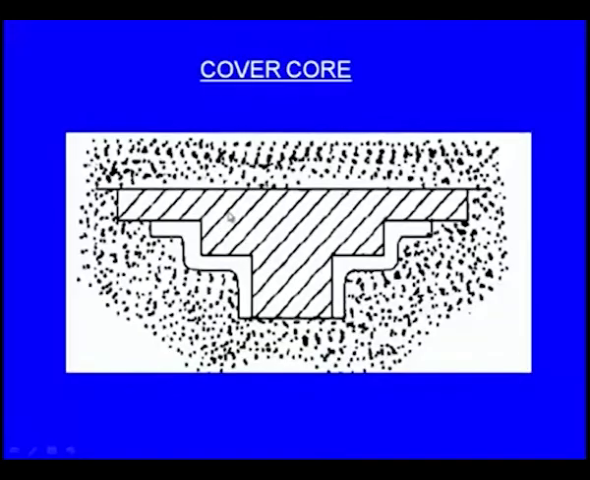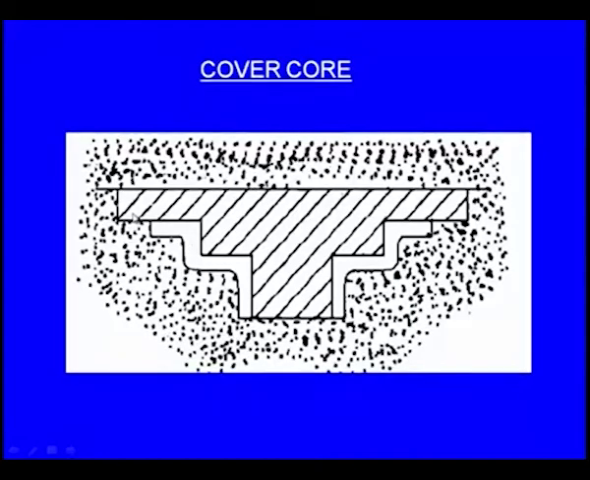Next one, cover core. Again we can see this is the mold, this is the drag, this is the cope, and this is the core. The molten metal flows like this in this region. But it appears that the core is covering the mold cavity, is it not? That is why it is known as the cover core.